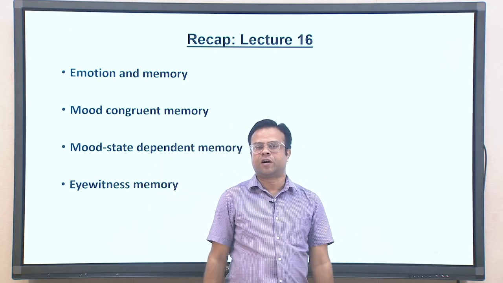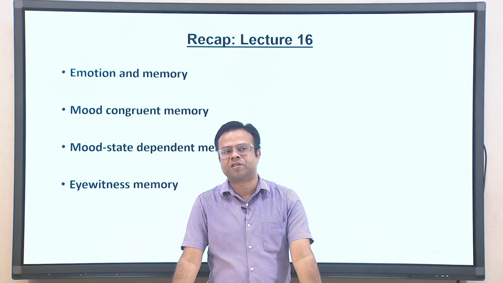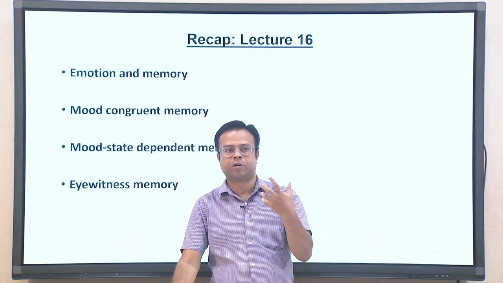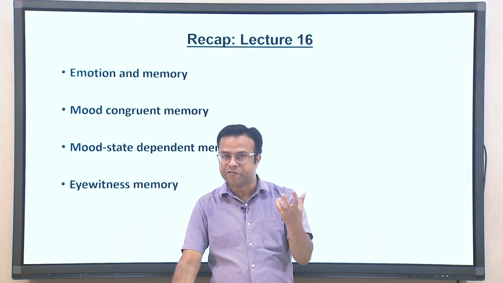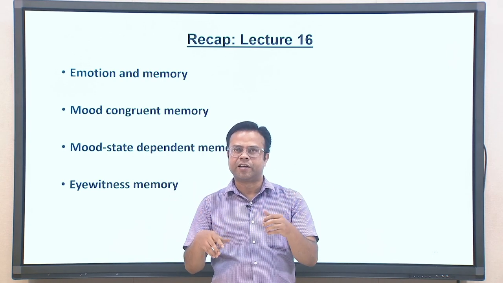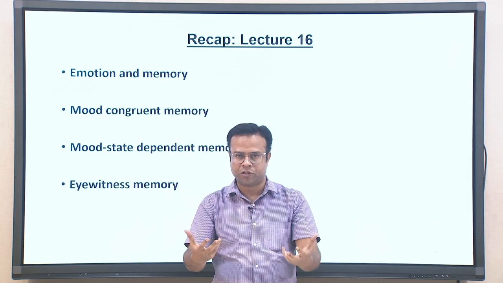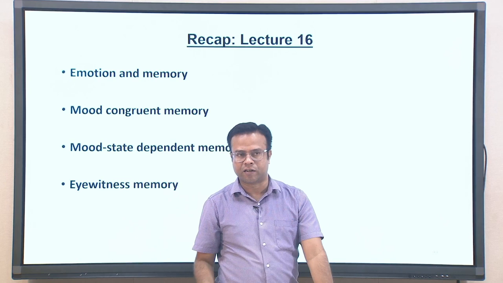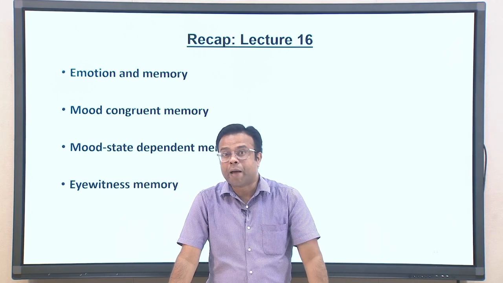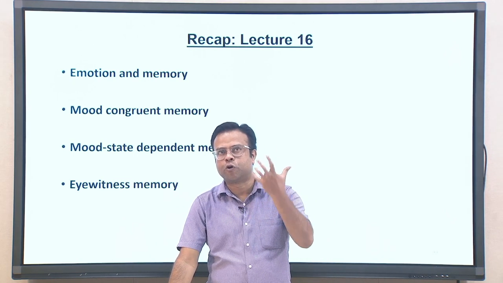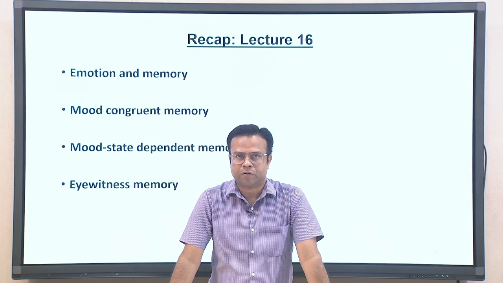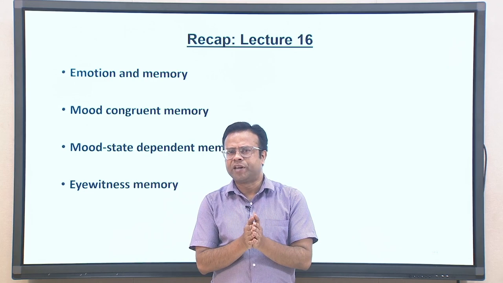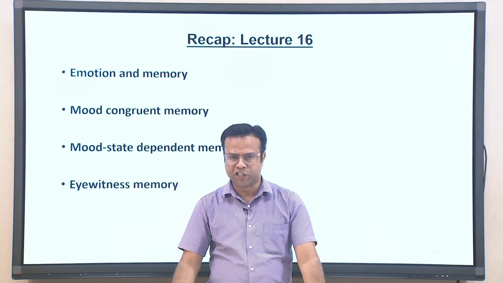Then we discussed eyewitness memory. In that context, we discussed what happens when somebody witnesses accidents, criminal events or some dramatic events, and later recalls those episodes. A lot of research shows that many biases and errors happen when people recall those dramatic incidents or crimes. We have discussed the reasons behind them and the phenomena and experiments associated with them.